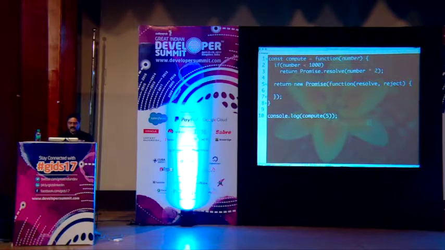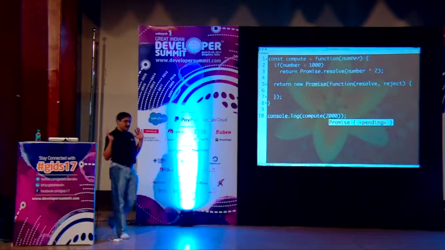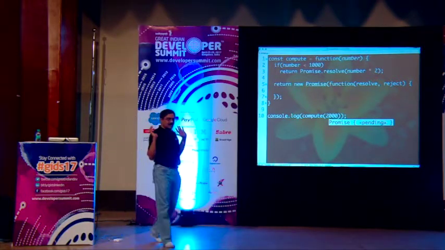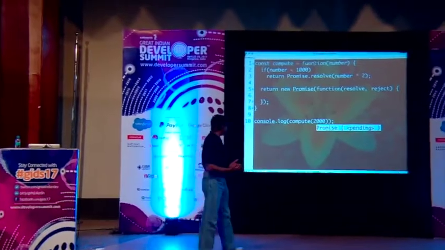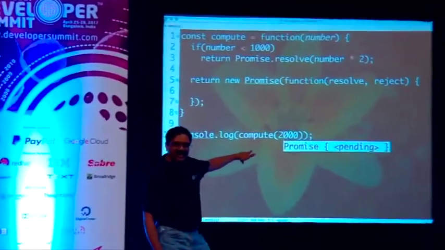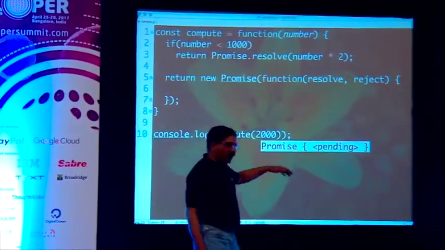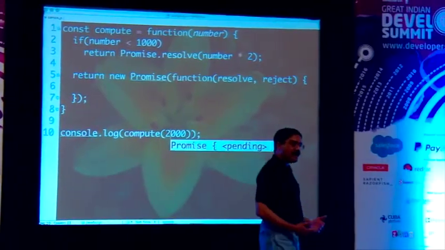On the other hand, if I were to place 1,000 or 2,000 rather, what's it going to do? It got a promise which is pending. Because it says, hey, I am not done yet, so I'll get back to you. But look at the code on the caller side. It is exactly the same, isn't it? It was doing exactly the same before and now.